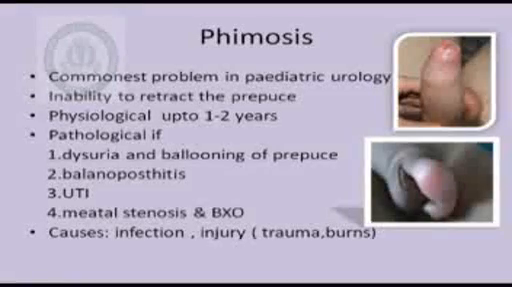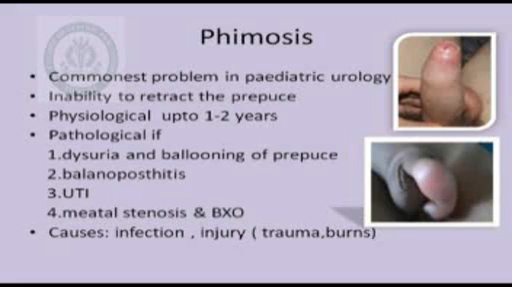But even in this age group, when there are symptoms like dysuria, balanoposthitis and a history of recurrent urinary tract infection, one has to diagnose it as pathological phimosis and treat with circumcision.